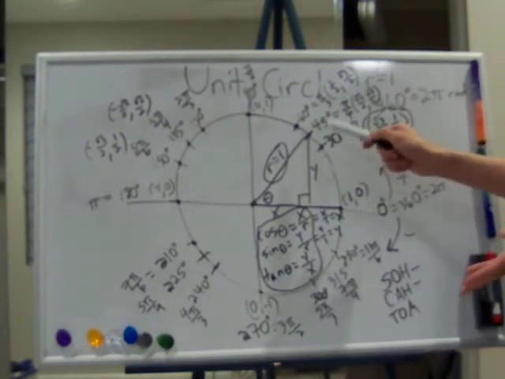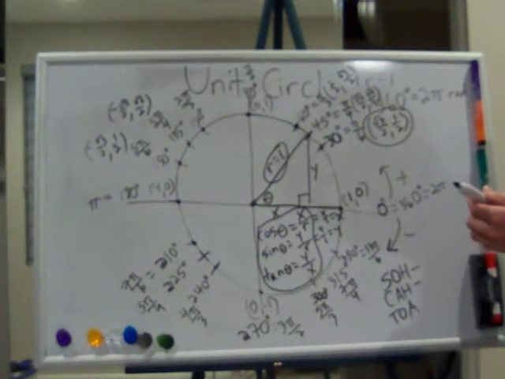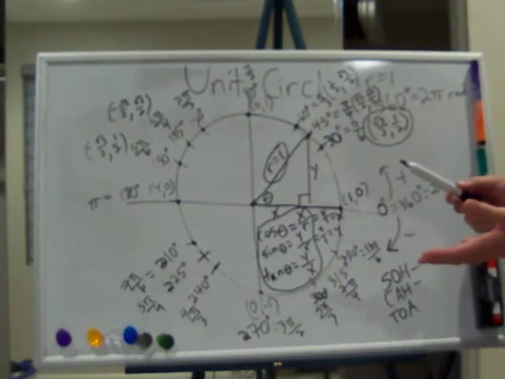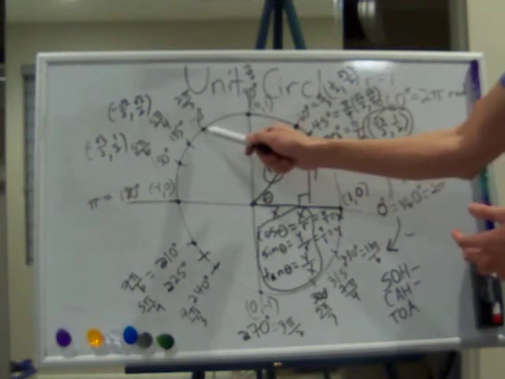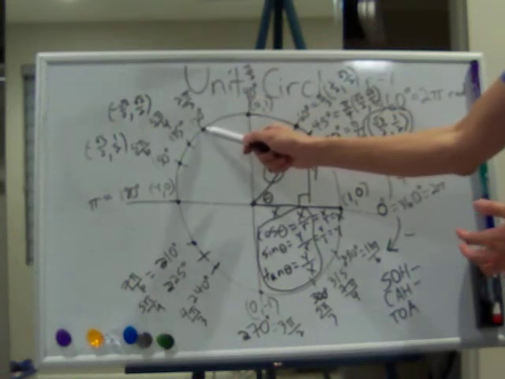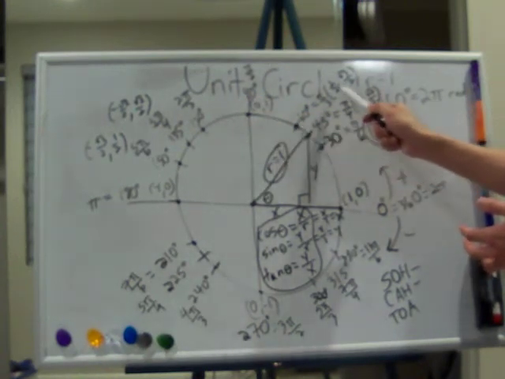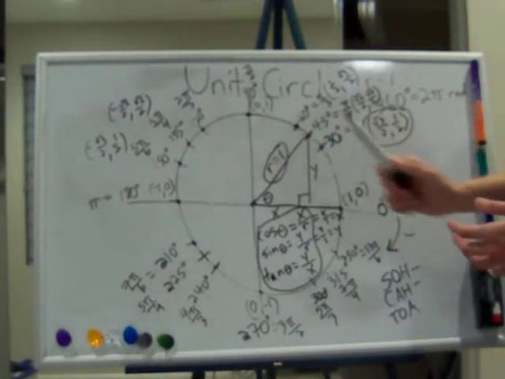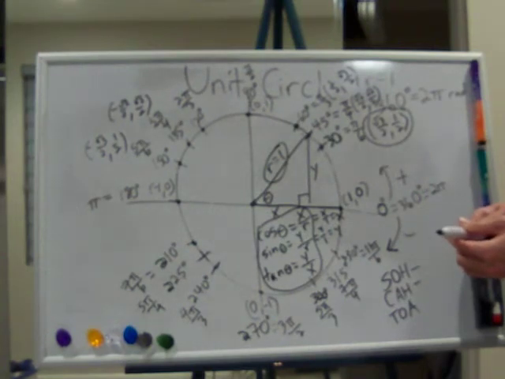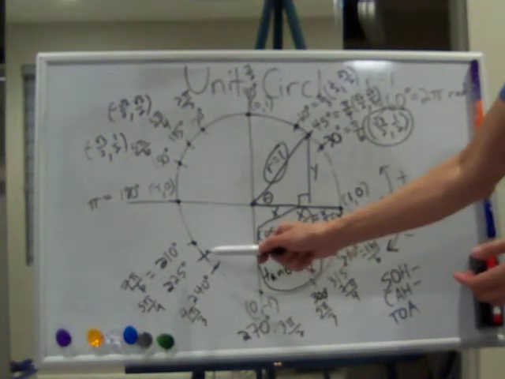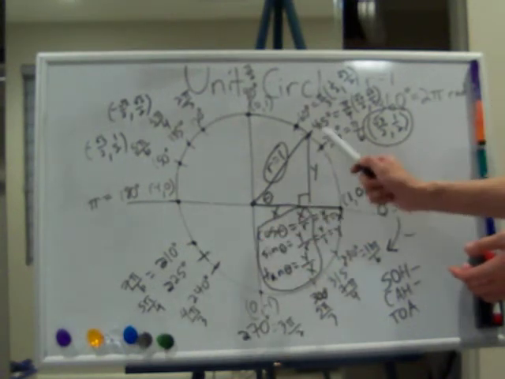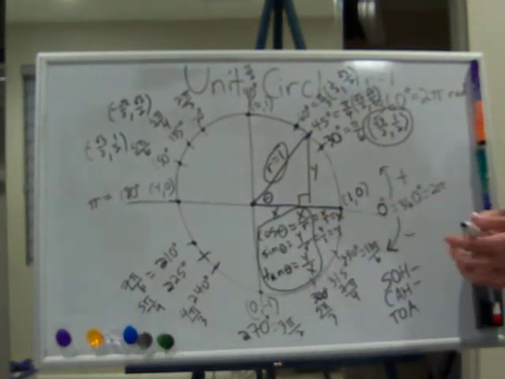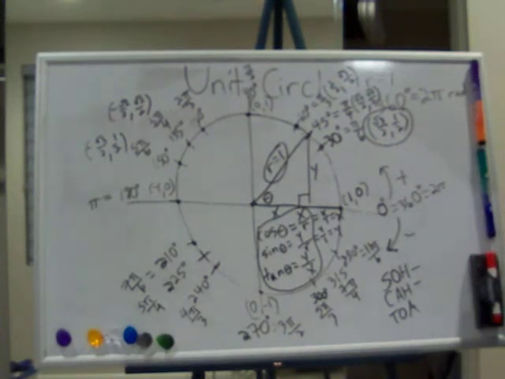Right? How about cosine of 2 pi over 3? 2 pi over 3 is here. The x value would be negative 1/2. So cosine of 2 pi over 3 should be equal to negative 1/2. Right? So what if I said cosine of 5 pi over 4? That's going to be negative rad 2 over 2. Right? Okay, so let's try sine.